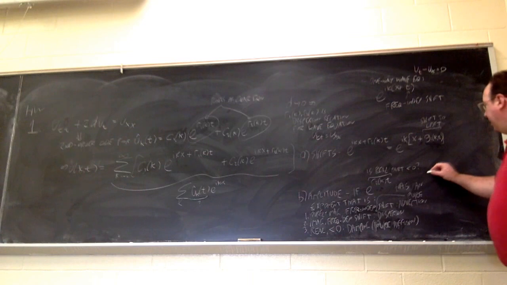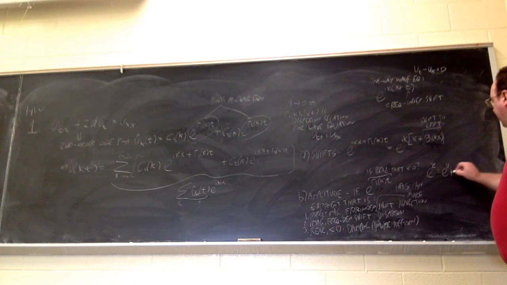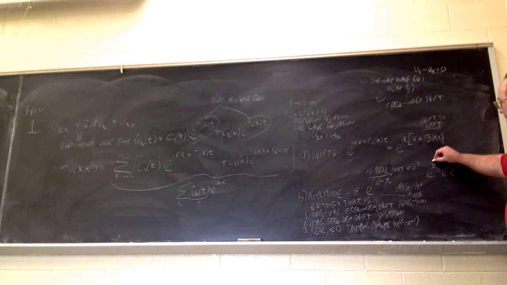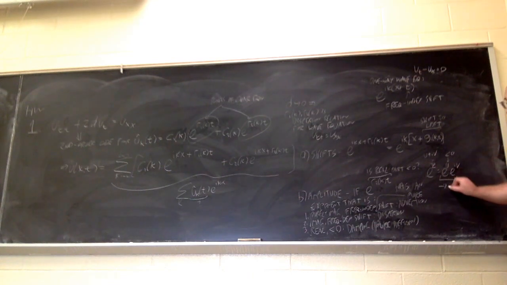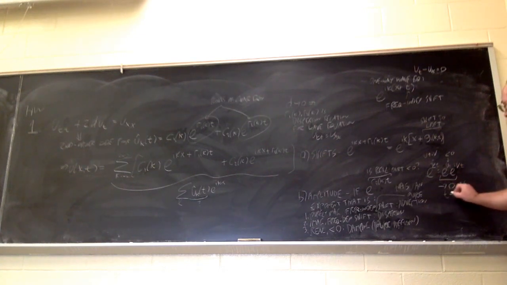What's going to happen is you get e to the z is e to the u times e to the iv, where u and v are the real and imaginary parts. So z is u plus iv. And if u is negative, then the whole thing, I'll put a t here, is going to zero as t goes to infinity. And it doesn't matter what v is.